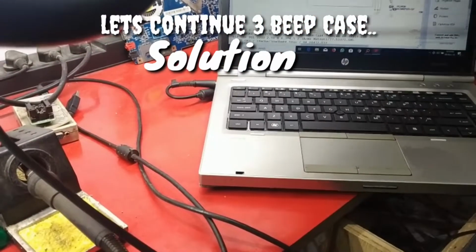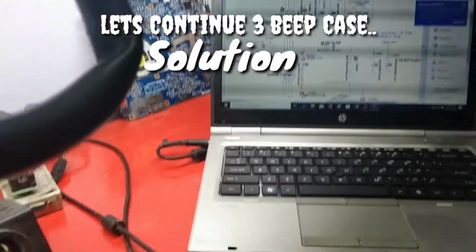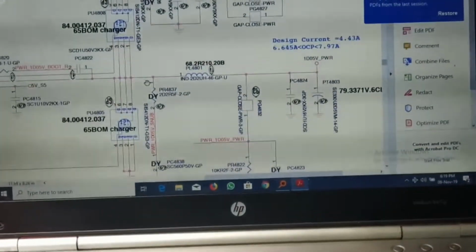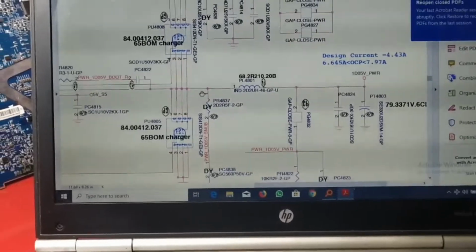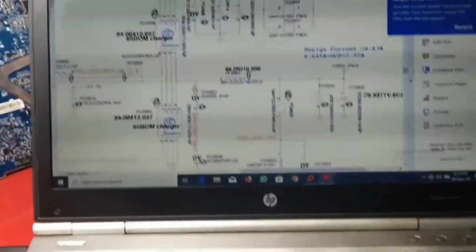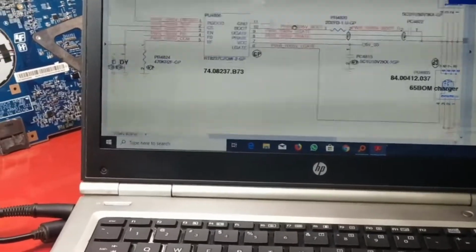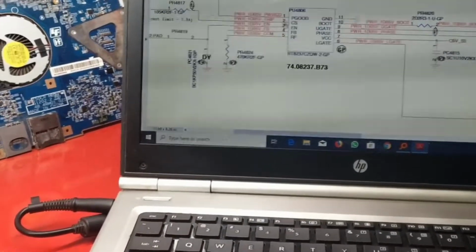I have opened the schematic here. See, PL4801. It is a 1.05 volt power. And which IC is responsible to generate this voltage? See, this is the regulator IC.